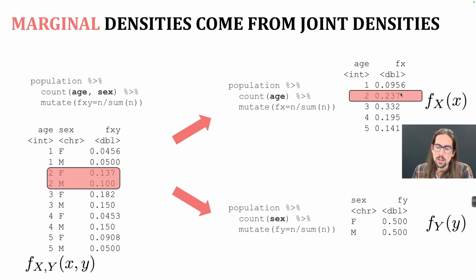So that's why you can get values in marginal densities from just adding up values in joint densities, and you don't need the population data set, right? Because you've already pre-counted within each group, and you just need to add the relevant groups together.